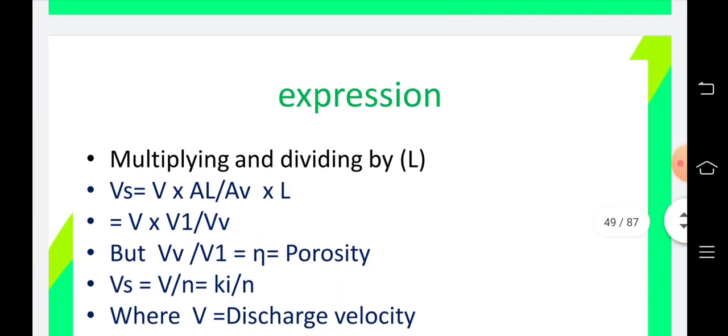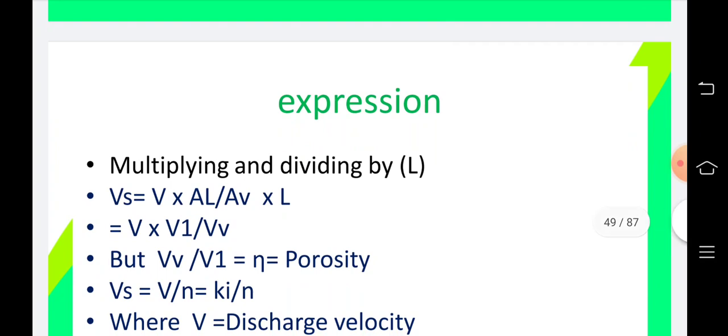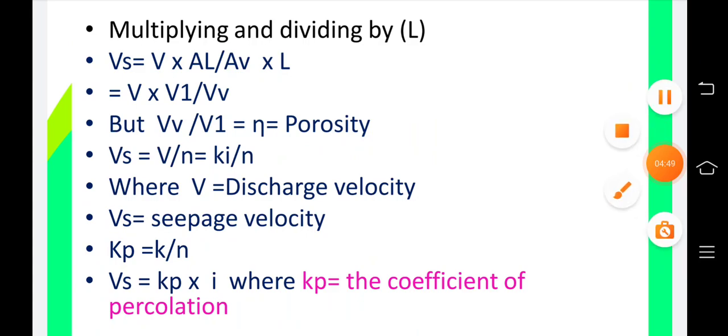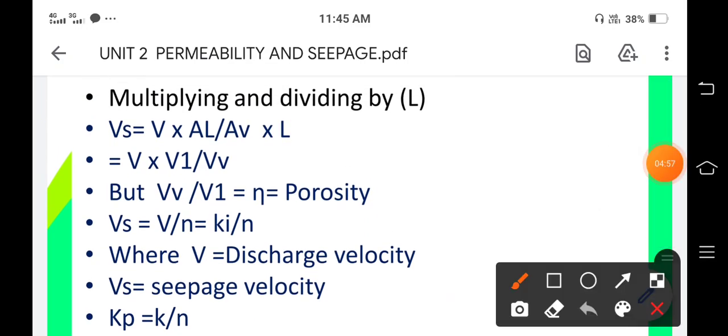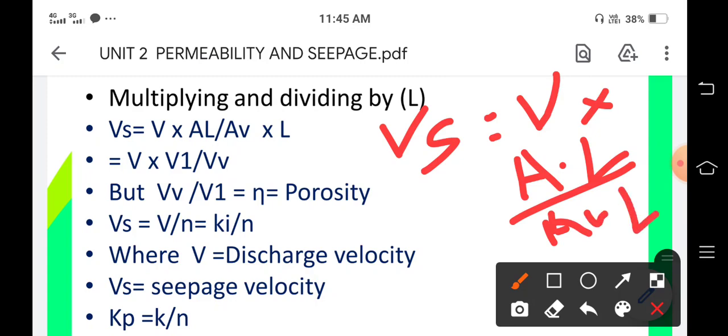Now we are multiplying and dividing this term, Vs equal to v into A upon Av, by L. So we get Vs equal to v into AL upon Av into L, that is Vs equal to v into A into L upon Av into L. Okay, because we are multiplying and dividing the second term by L.